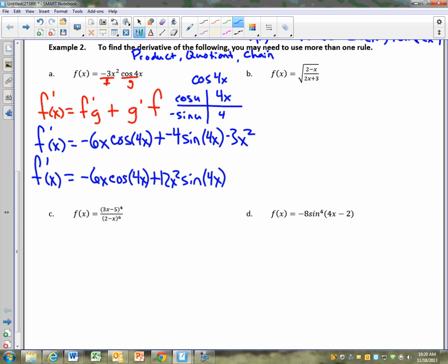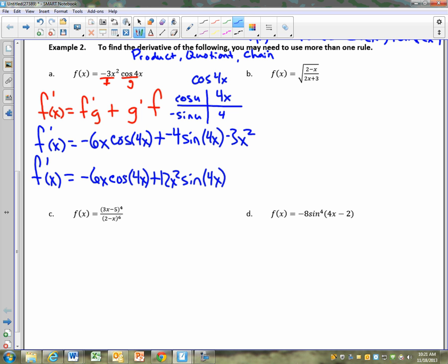So, here's my question to you. Was this an example where we did the chain rule within the product rule, or was this an example where we did the product rule within the chain rule? This was a chain rule within the product rule. The product rule was the outside structure to this problem.